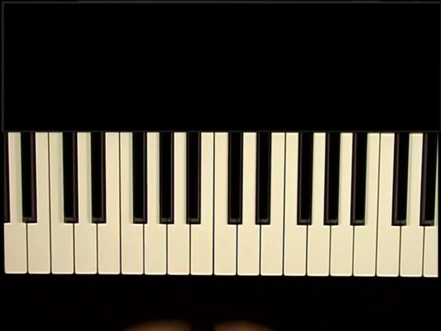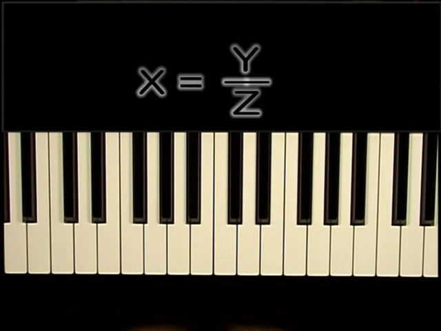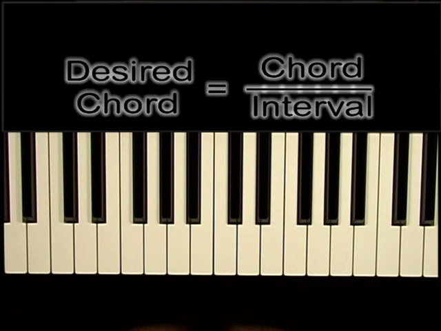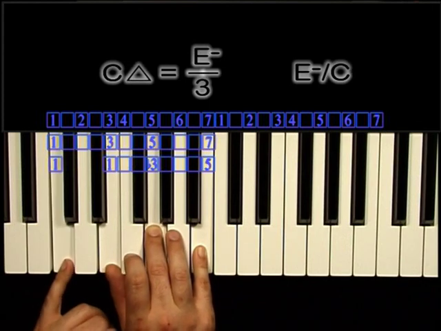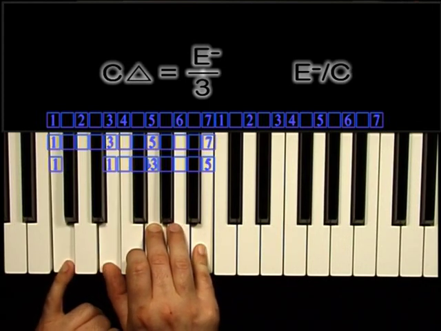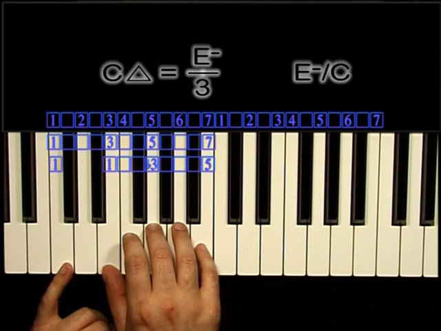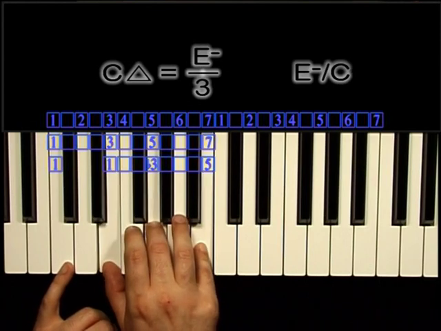Let's look at what we're seeing here. Think of the polychord formula as X equals Y over Z. X is the desired chord, Y is the 3 or 4 note chord over the root at Z, Z being the interval. Let's look at this again. A minor over the root at the 3. The polychord for this would be major 7th equals minor over the 3rd. The way this appears as slash chord formula is E minor slash C.